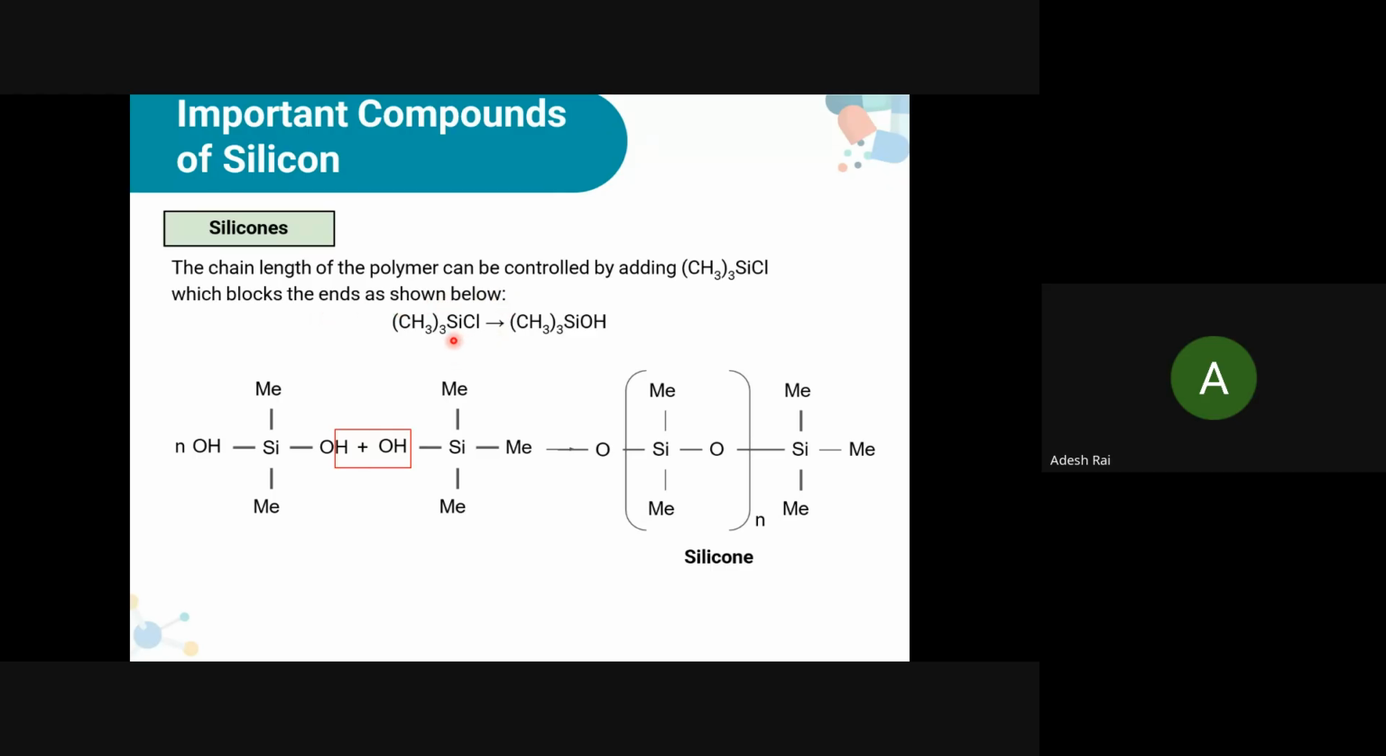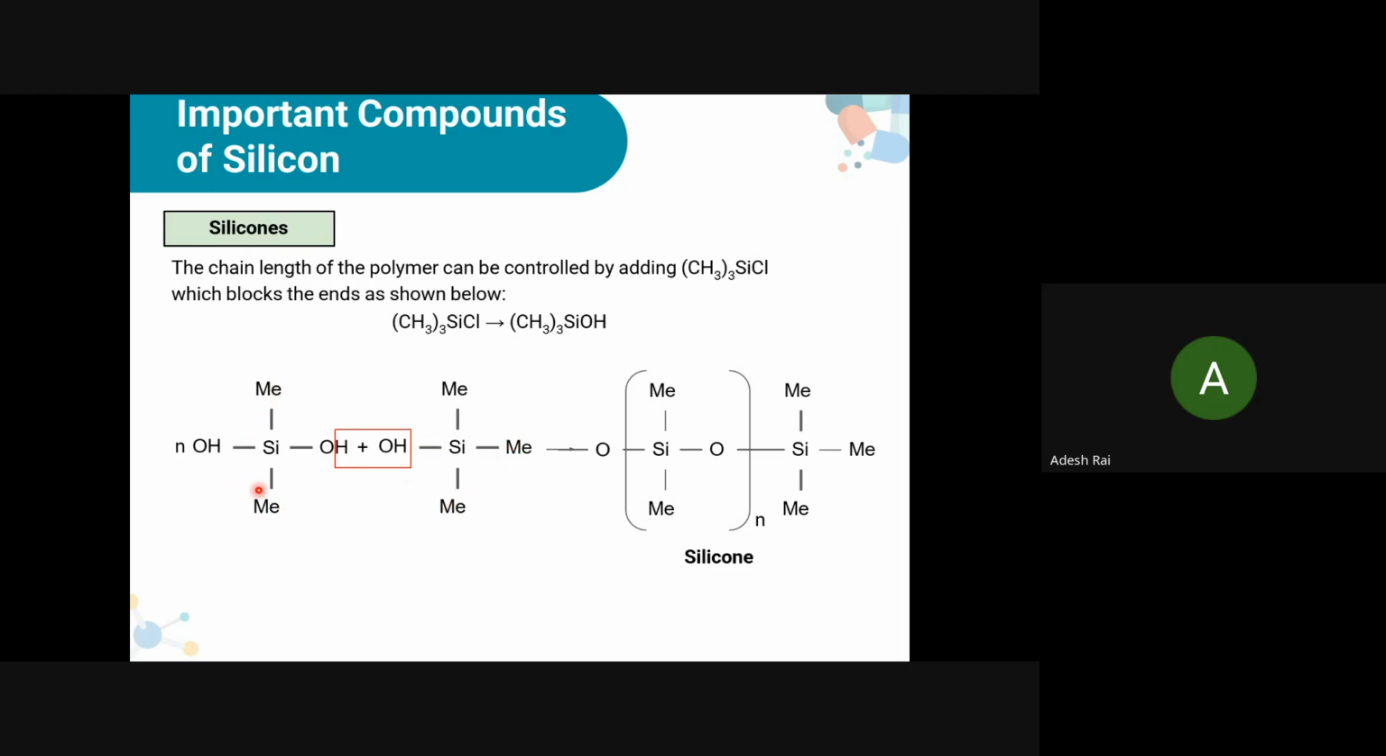So what does it do? This Cl will be replaced by OH. If I have this, condensation will take place. After the reaction, when it undergoes hydrolysis, Cl will be replaced by OH. Now, when we have this trimethyl part, CH3 thrice SiOH, can you see this? CH3, CH3, CH3, and OH.